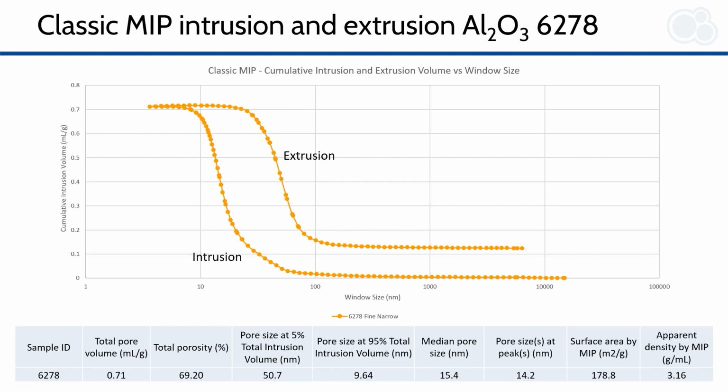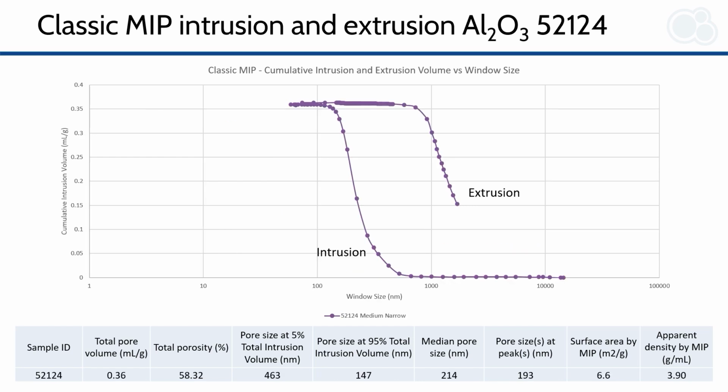For this analysis of our last alumina catalyst support, described as showing a medium narrow pore size distribution, a large proportion of the intruded mercury remains within the sample as the pressure is reduced to atmospheric.